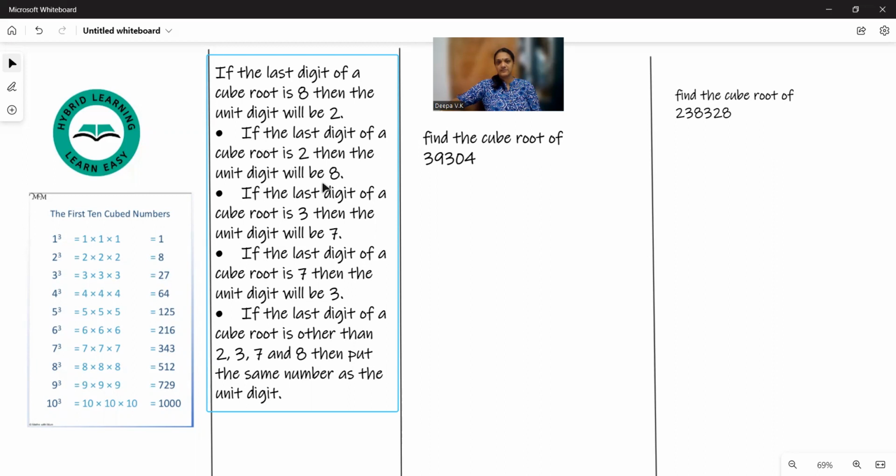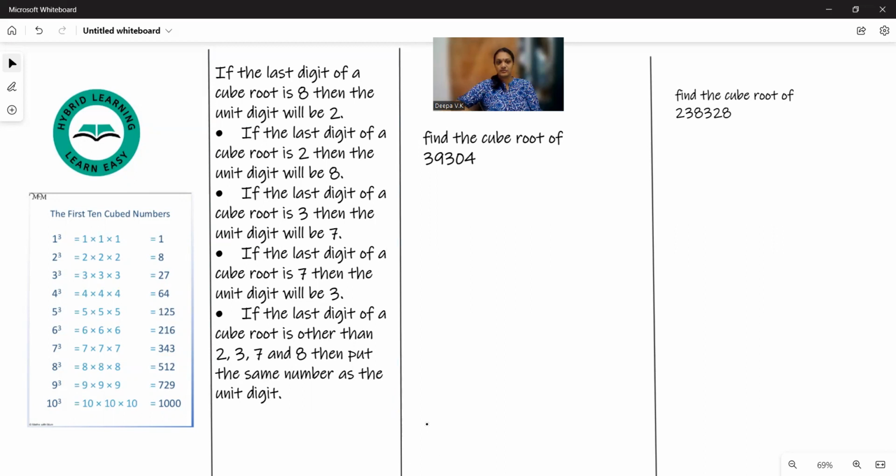I'll explain with examples. First, I'll go through the rules, then I'll explain with 2 examples. If the last digit of the number is 3, then the unit digit will be 7, and again it's vice versa: if the last digit is 7, then the unit digit will be 3. If the last digit is other than 2, 3, 7, and 8, then the unit digit is the same number.